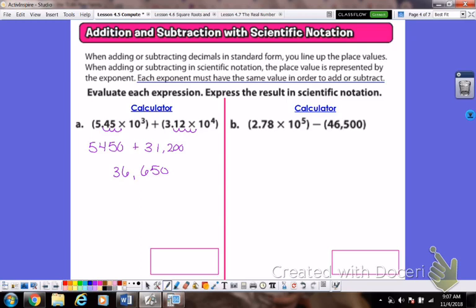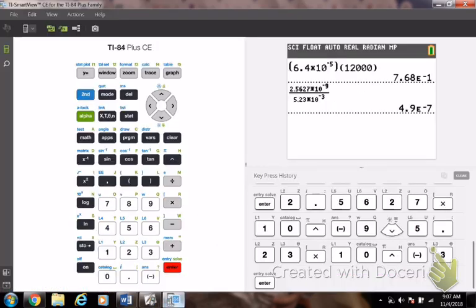Now we want this back in scientific notation. So we know our decimal needs to be here, so how many times did we move? 1, 2, 3, 4 times. So 3.665 times 10 to the 4th. So that's how we would do it by hand. But, just like multiplying and dividing, we have a calculator. So we can just use our calculator instead of worrying about moving our decimals and then moving them back by hand.